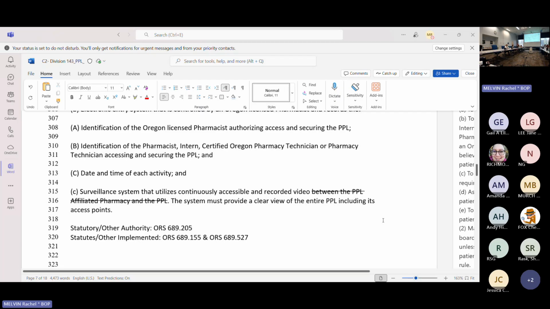Just a quick comment on Board Member Chin. The overhead cameras were actually for the remote dispensing places so that they could watch the tech people, not so much for the PPLs, if I recall. Still, you still don't need the language there.